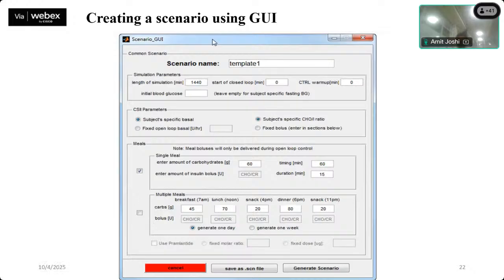Now the multiple meal option has a total of 5 options. It is considered that usually you take food 5 times in a day. Maybe in the morning, at breakfast, which we consider as 7 a.m. Then a lunch, which is at noon. Then a snack, which we consume at 4 p.m. Then we have dinner, which is at 6 p.m., and the snack, which is at 11 p.m. So this carbs value is considered as an input, so that you can provide it.